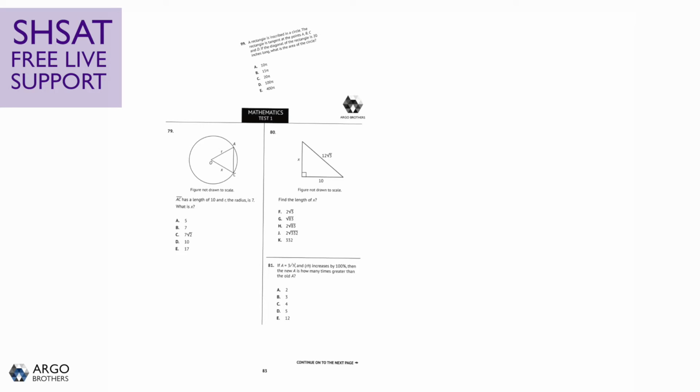Question number 79, figure not drawn to scale. AC has a length of 10 and R, the radius, is 7. What is X? Okay, so that means this is my midpoint over here. It has to be my midpoint since I'm telling you this line over here is the radius, and the radius touches, of course, the center.